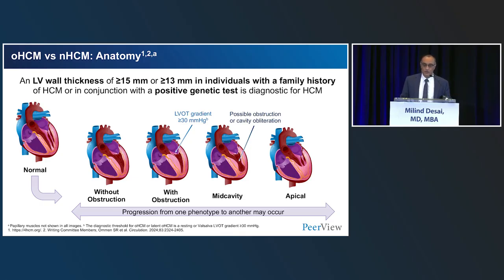The patients follow a full spectrum. Patients don't read a textbook. They do not have pictures drawn by graphic designers, so there may be some overlap, but you have to identify the spectrum from normal to obstructive, non-obstructive, mid-cavitary obstruction, apical variant. And a progression may happen. To make things more complicated, we are entering into the era of artificial intelligence and machine learning, potentially redefining what it means to be called an HCM patient, because there's variation based on age, sex, body surface area, et cetera.